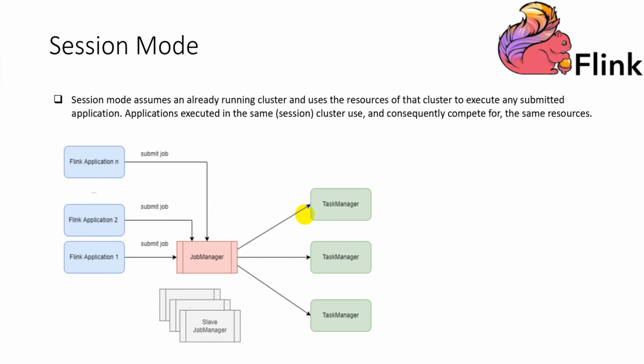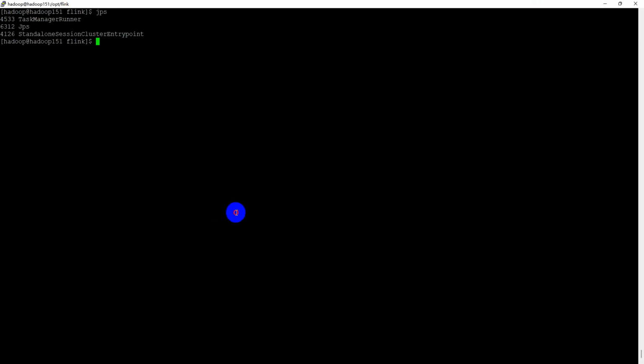Actually, in a previous lecture or previous section, we demonstrated running the Flink application in session mode with the standalone resource provider. We can check that. Okay, as you can see, the process ID and the process name: standalone session cluster entry point. This is the job manager process name, the OS process name, right?